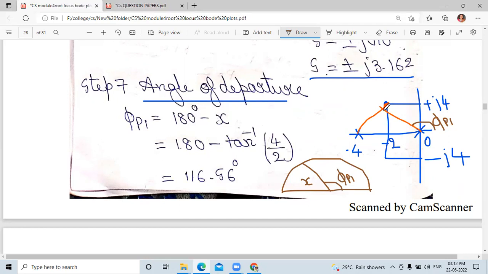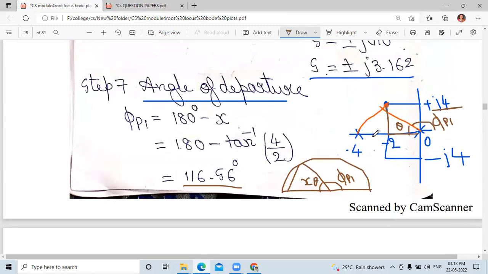So what is the value of x from here to here? We take this angle as theta, which is tan inverse of opposite divided by adjacent. Opposite is 4 and adjacent is 2, so 4 divided by 2. Remember, we do 180 degrees minus theta because we don't know the angle phi 1. So 180 minus tan inverse of 4 by 2 gives 116.56 degrees.